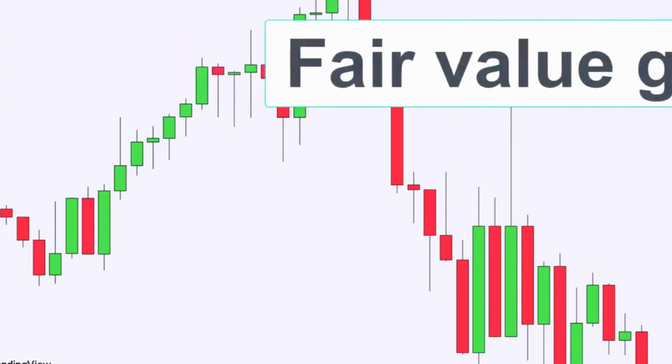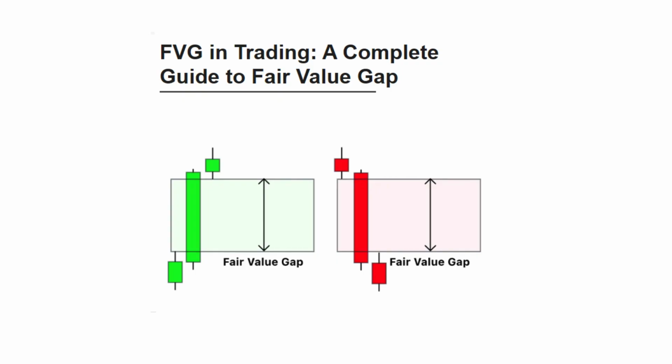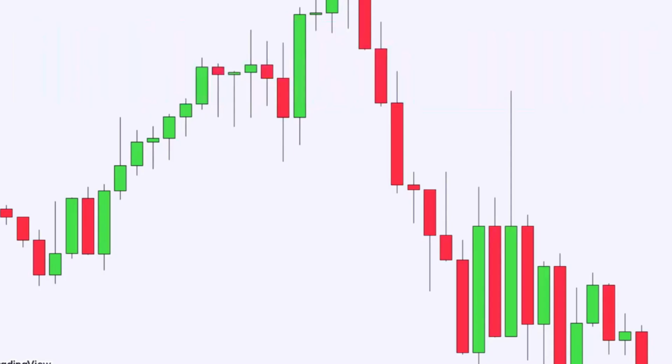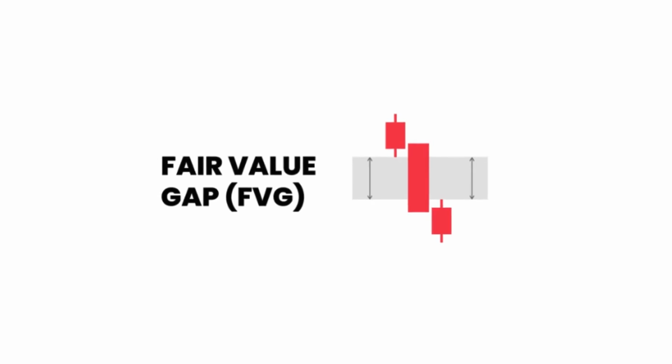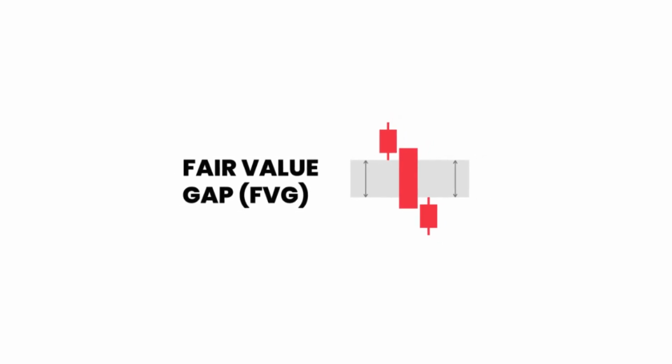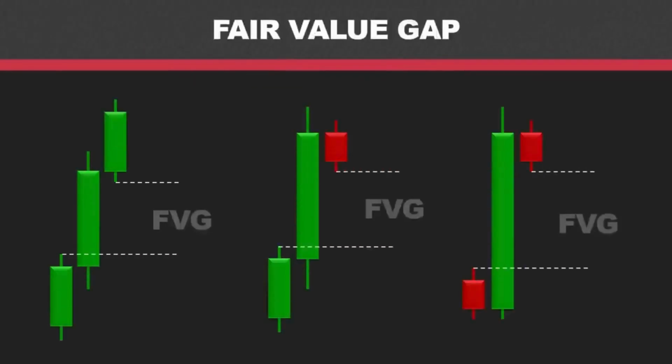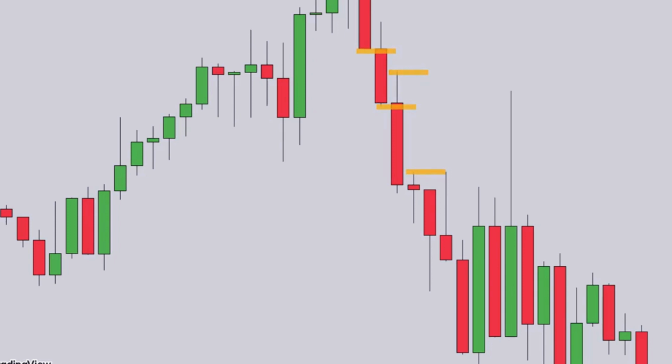Moving on to the examination of FVG on the chart, FVG is used to detect inefficiency or imbalance in the market, fair value gap. This imbalance occurs in the market when there is significant buying or selling pressure, resulting in a major uptrend or downtrend in the market. Now, let's examine the concept of fair value gap, FVG, on the chart.